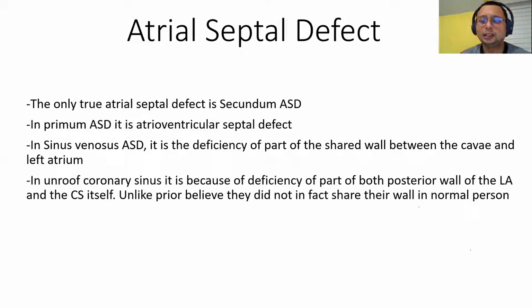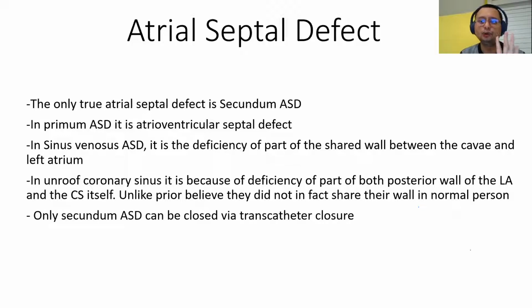In unroofed coronary sinus, it is because of deficiency of part of both the posterior wall of the left atrium and the coronary sinus itself. To remind ourselves, the coronary sinus is the vessel that drains blood from the coronary arteries. It is located at the back of the left atrium, and it drains into the right atrium. At the point where it lies at the back of the left atrium, they share a wall. In patients with unroofed coronary sinus, this shared wall between them is deficient, so that you have a connection between the coronary sinus and the left atrium.